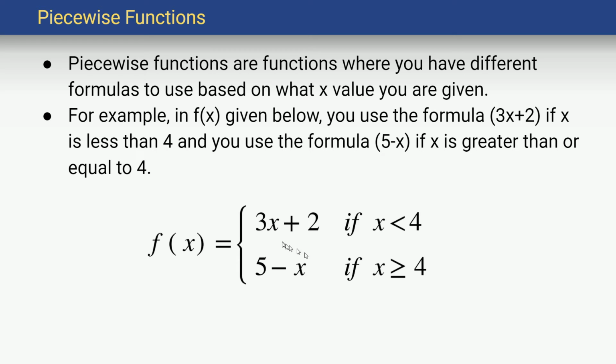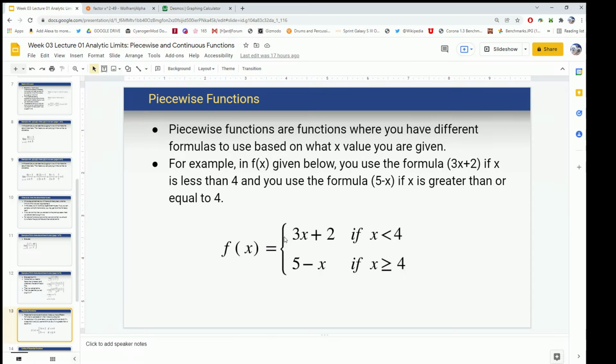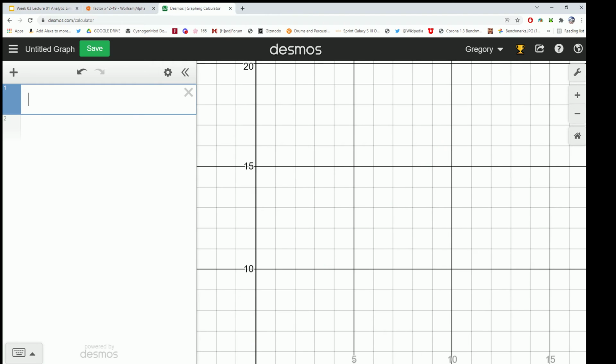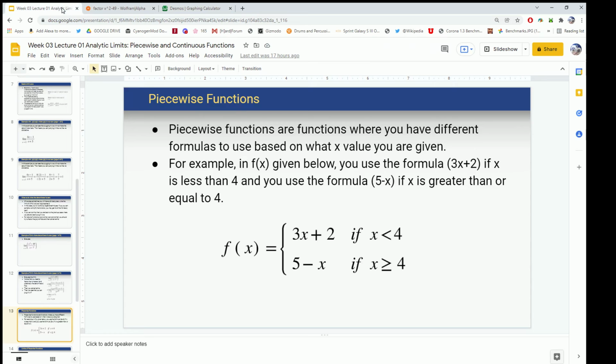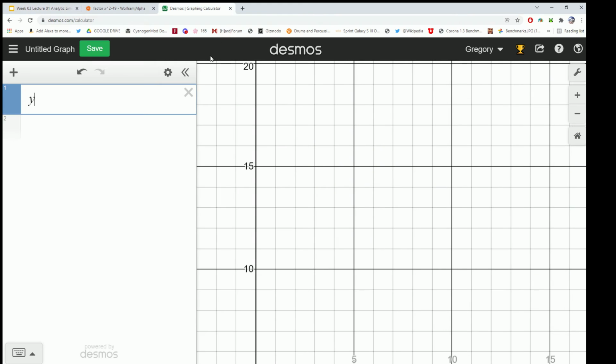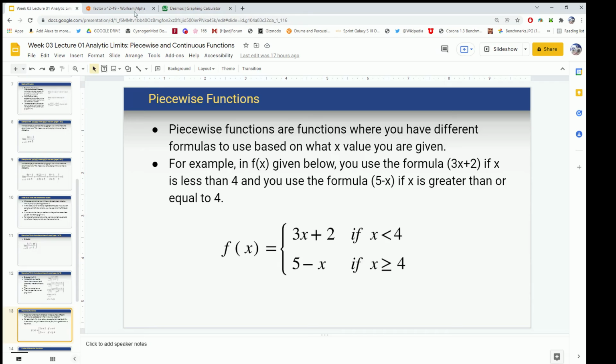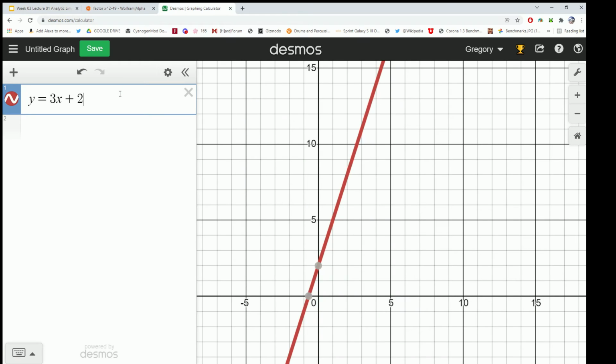So this is in 2 pieces. You use the first formula for x values less than 4, and you use the second formula if x is greater than or equal to 4. And you can easily graph those in Desmos if you want. You kind of have to know how to do it. I'll write it right here. So like, for example, here's how you would do it. You could say, I already forgot what it was, 3x plus 2. Like if you say y equals 3x plus 2, there's 3x plus 2. But if you only wanted x less than 4, what you do in Desmos is you open curly braces, and then you'd say x less than 4.